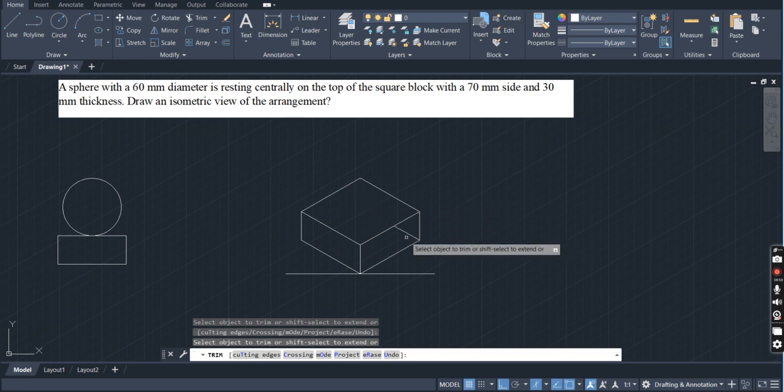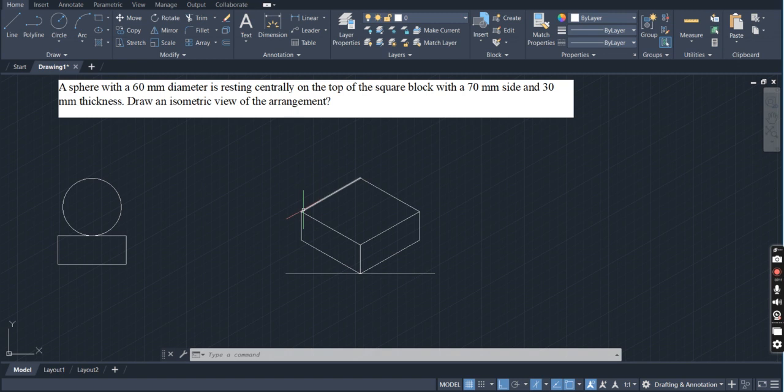There are many lines, so for clarity I'm deleting those lines. Now find its center by joining the opposite corners of the plane. I'm joining this point with this, and this point with this point. So this is the center point of the square block.